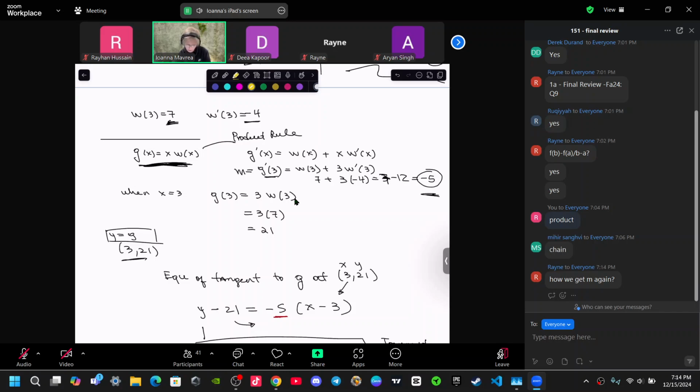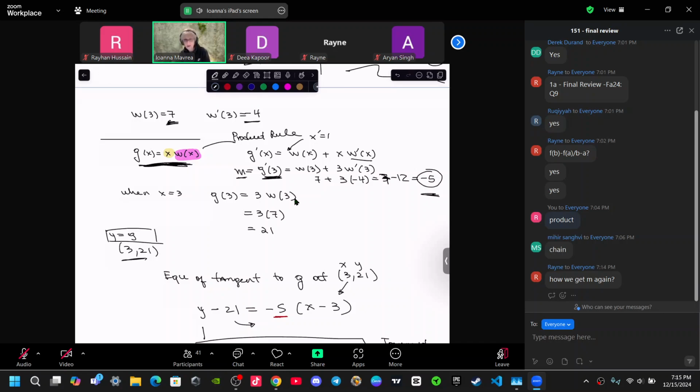Because I have a product. Here's one thing times another thing. So the derivative of G is the derivative of x, right? The derivative of x here is 1. That's why you don't see it. Times w plus x as is times the derivative of w. So now if somebody wants the derivative, the slope, right?